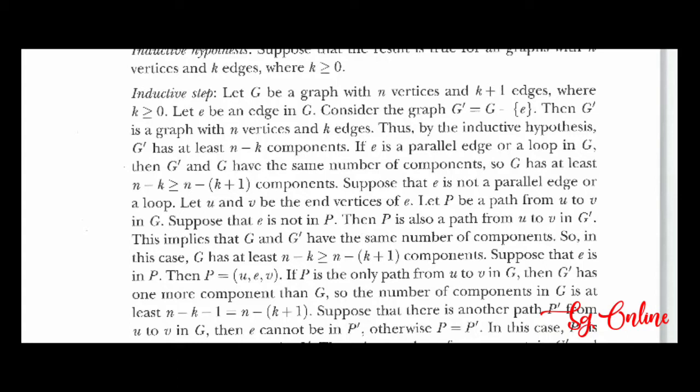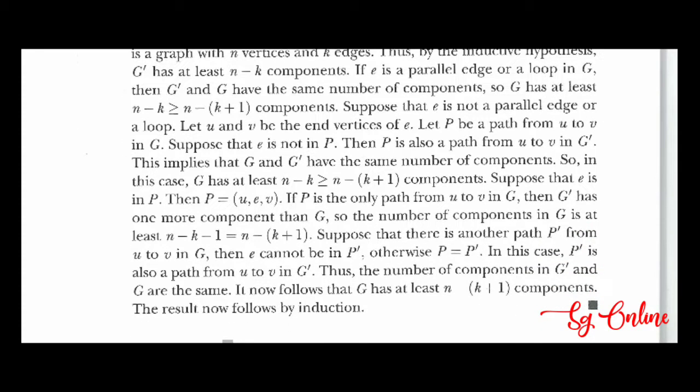Now suppose u and v are the endpoints of the edge E, and we have a path between u and v which does not involve E. Then they are still connected after deleting E, and so the number of components is not increased. It is still n minus k, and that is greater than or equal to n minus (k plus 1).